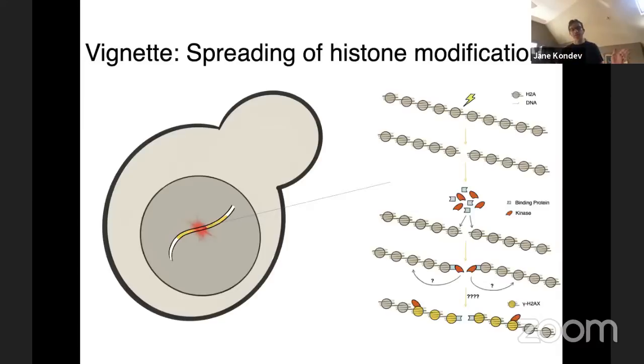How is this spread? What is the mechanism by which this spread occurs? And this spread occurs over very large distances, on the order of 100 kilobases away from the break site, over time scales on the order of an hour or so, just to give you a sense.